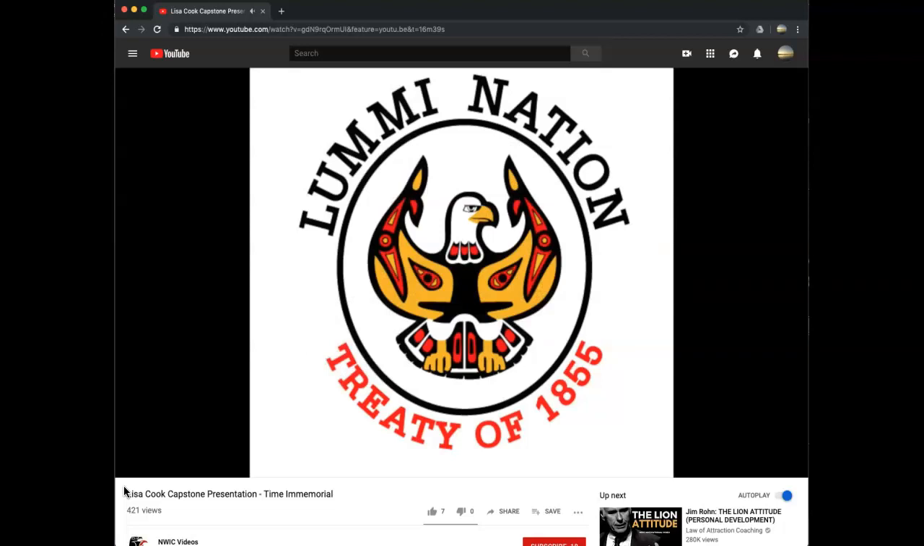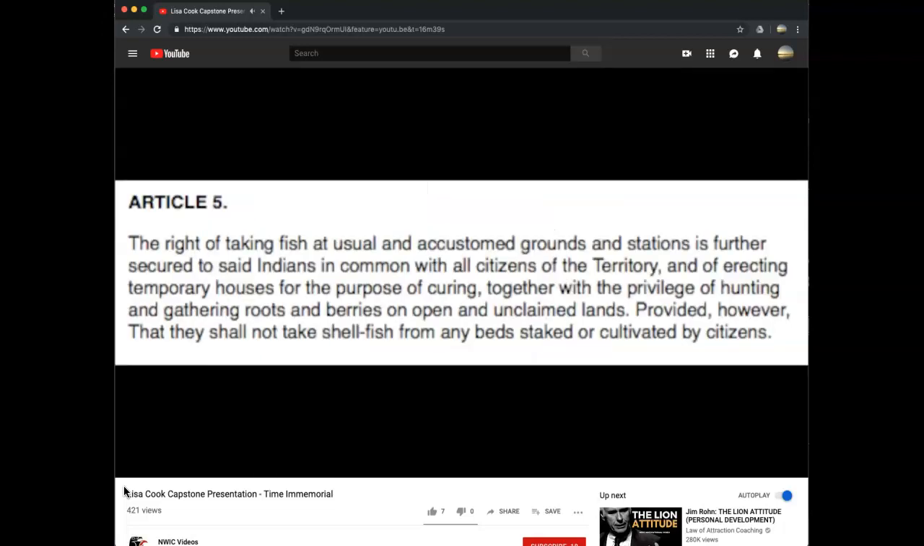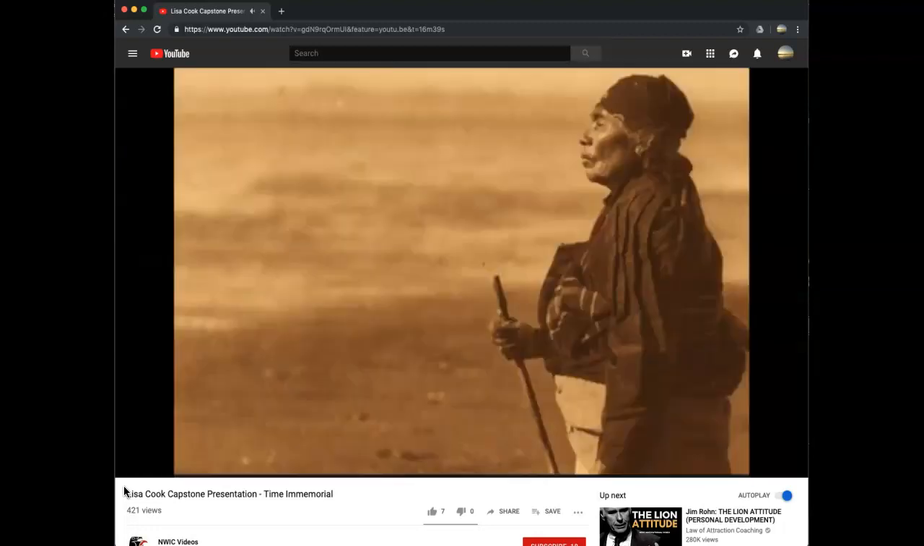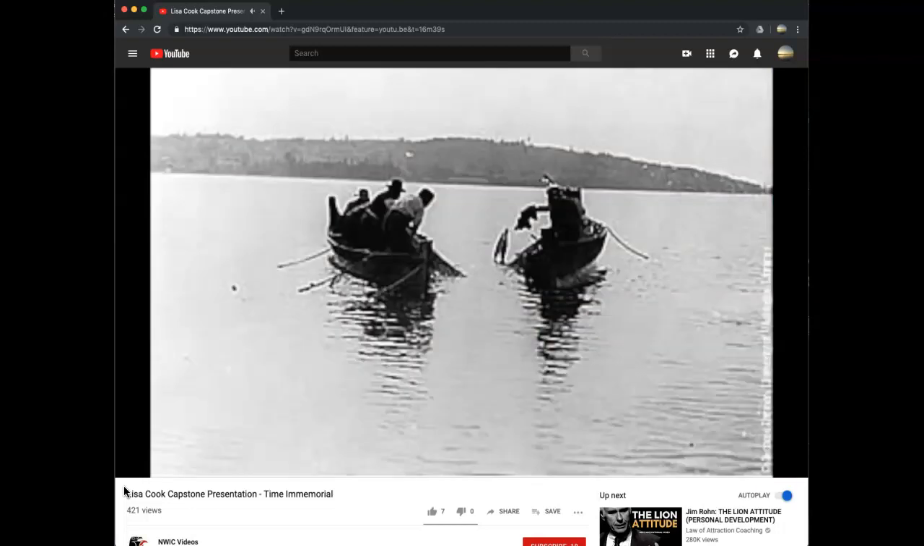One pivotal phrase was usual and accustomed fishing grounds. This phrase was taken from Article 5 of the treaty. The area that it refers to is on and off reservation areas where Indians usually fished and were accustomed to fishing there since time immemorial, before the white man came. This was important because it was an acknowledgement that Indians fished in other places besides the reservation.